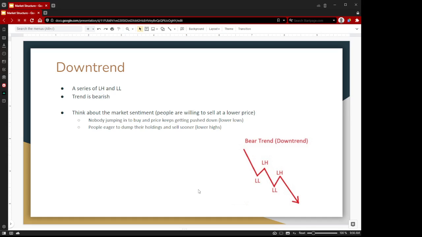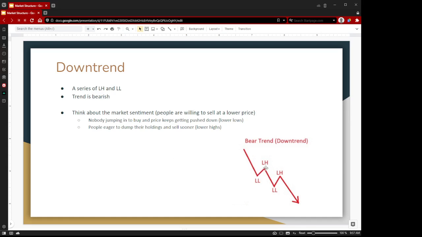And again, we can think about this market sentiment in the same way. People are willing to sell at a lower price, and so this lower high happened, or this high formed lower than the one before it, because enough people sold. The seller strength was much stronger, and so the price never revisited that again and just continued to go down. And so what that means is that nobody's jumping in to buy, and price keeps getting pushed down.